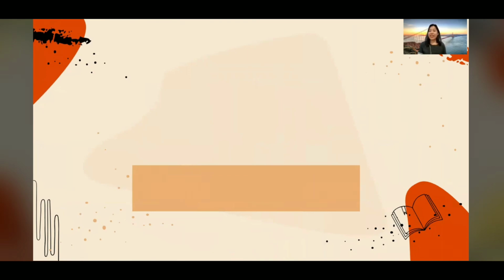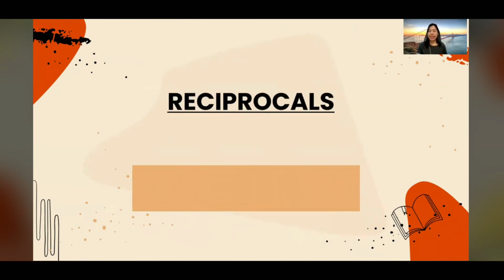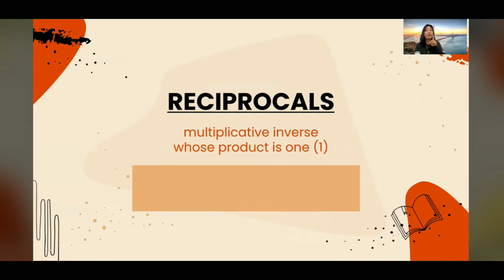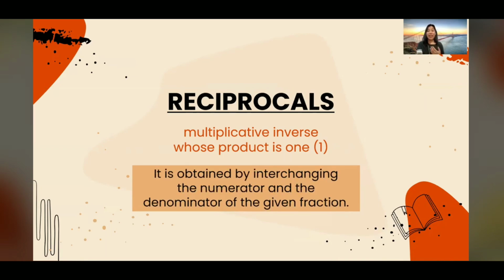Let us now generalize our topic for today. So today we talked about, that's correct, reciprocals. And how do we define reciprocals? They are the multiplicative inverse whose product is 1. And how do we obtain them? Exactly. We can get them by simply interchanging or inverting our fraction. Our numerator will be the denominator, and the denominator will be the numerator.